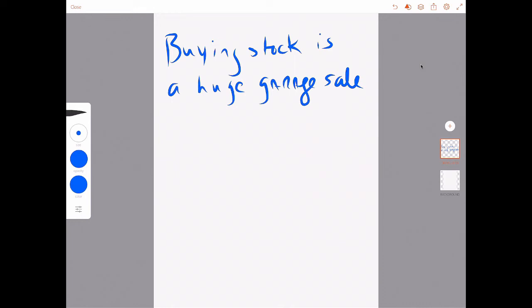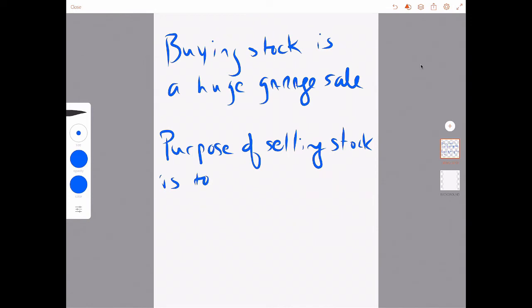When it comes to the business getting money from the stock, and remember, this is the purpose of selling stock. The purpose of selling stock is to raise money for the businesses. It's not so that they can see their name on the New York Stock Exchange. The purpose of selling stock is to raise money for investment.